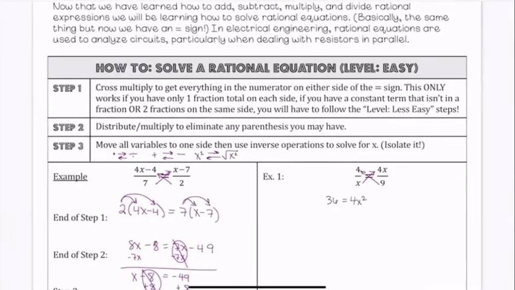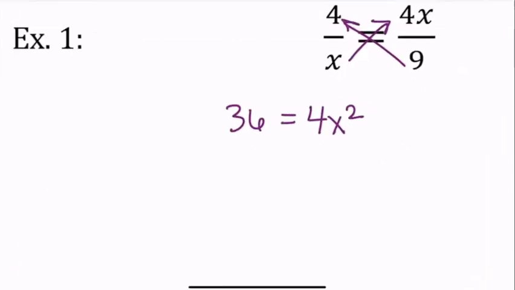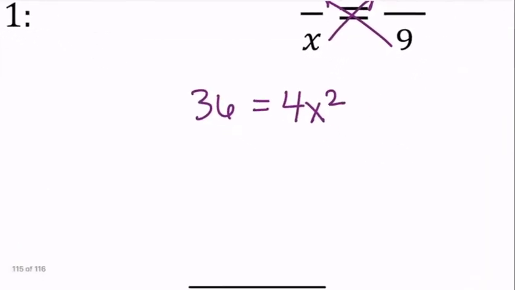Good, that was step 1. Step 2, distribute or multiply to eliminate any parentheses. We don't have any parentheses. So step 3, move all variables to one side and then use inverse operations to solve. All our variables are already on one side, so we're just going to do inverse operations to solve.